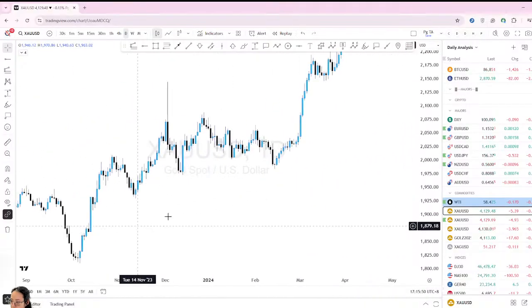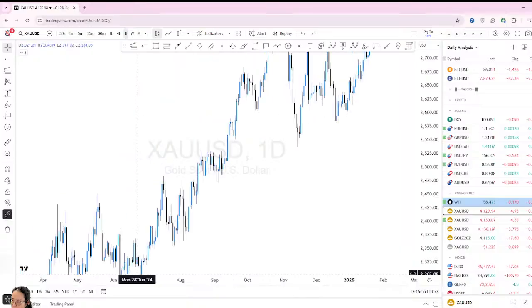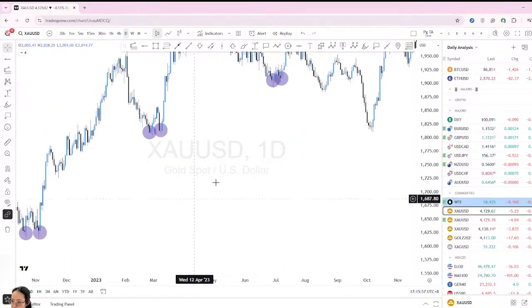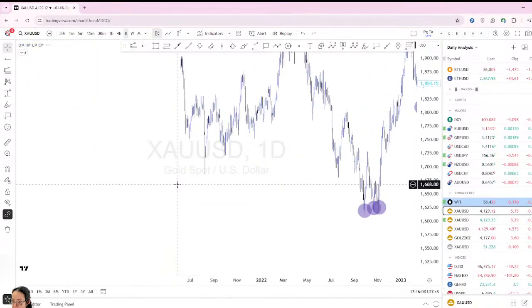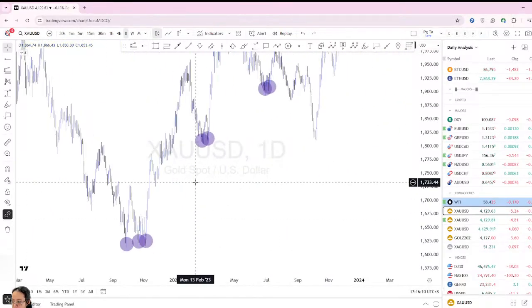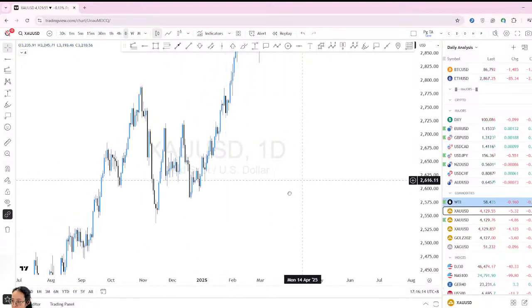Okay, you see that this is on the D1, right? So on the D1 time frame, so far I have seen a triple, which is here, that was at 1600, the low in September 2022. Okay, then after that I did not see a triple so far.